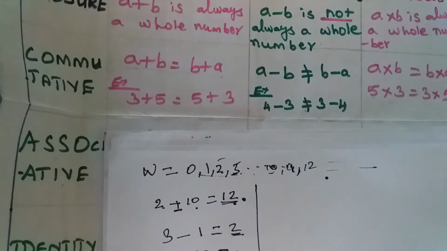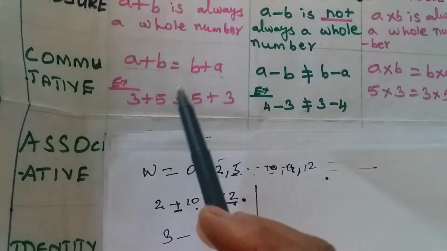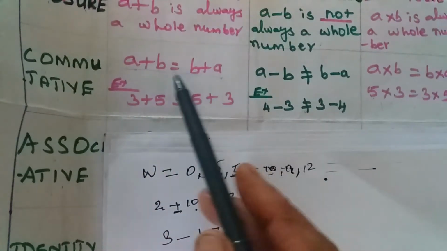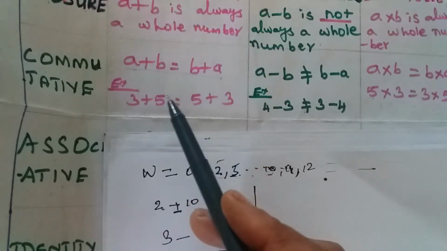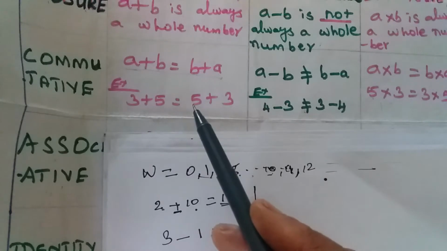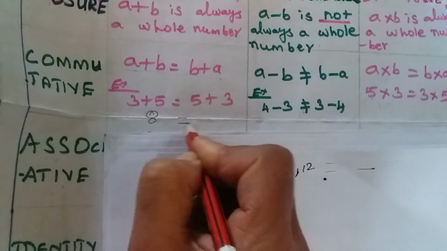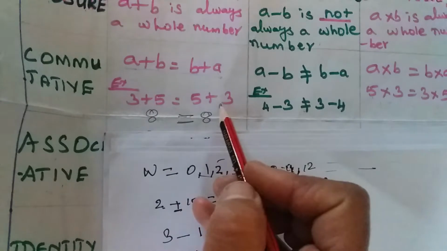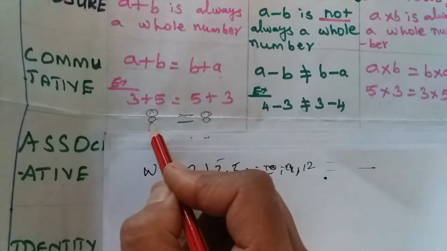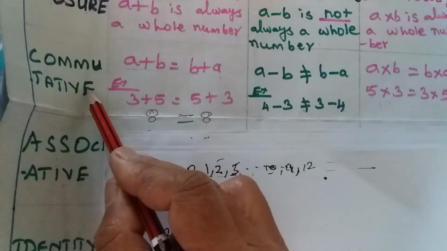Now we see the second property, which is commutative. What is commutative? I have written the property here for addition. A plus B is equal to B plus A. What does it mean? The first number has become the second number and the second number has become the first number. I have given an example: 3 plus 5 is equal to 5 plus 3. 3 plus 5 is 8. 5 plus 3 is also 8. So even if you change the order of the numbers, the sum of the two numbers will not change. So this is the commutative property for addition.